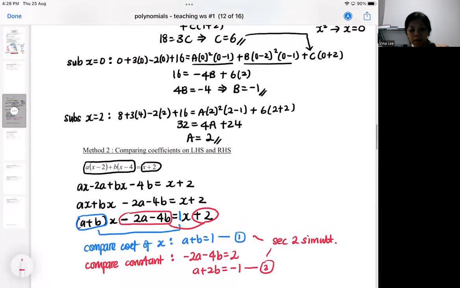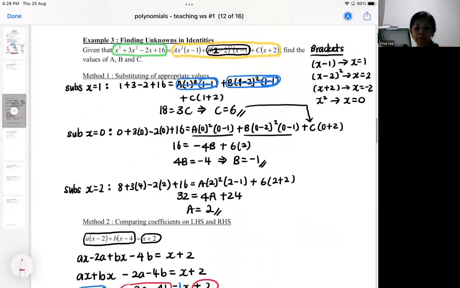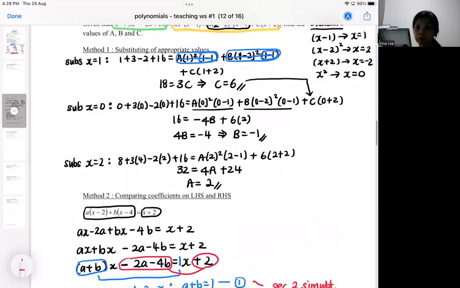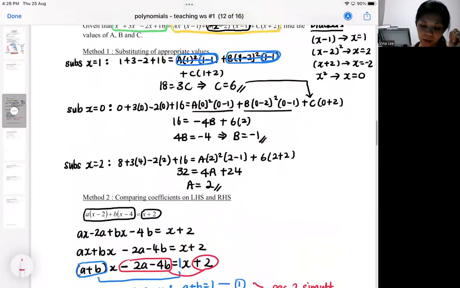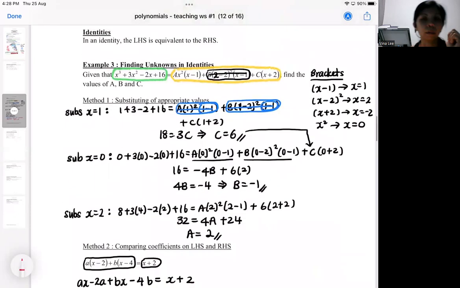So generally in identities, there are two methods. Either you do the substitution method or you do the comparing coefficient method. Or sometimes there will be a mix of these two methods. You will need this in your partial fractions. So those are the two methods that we use for the concept of identities.